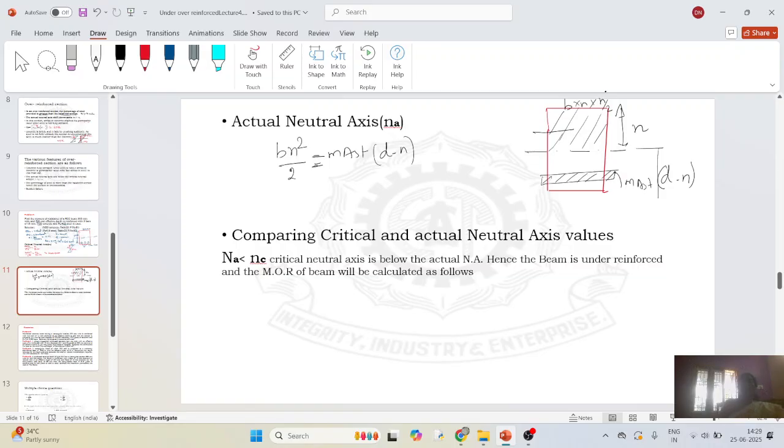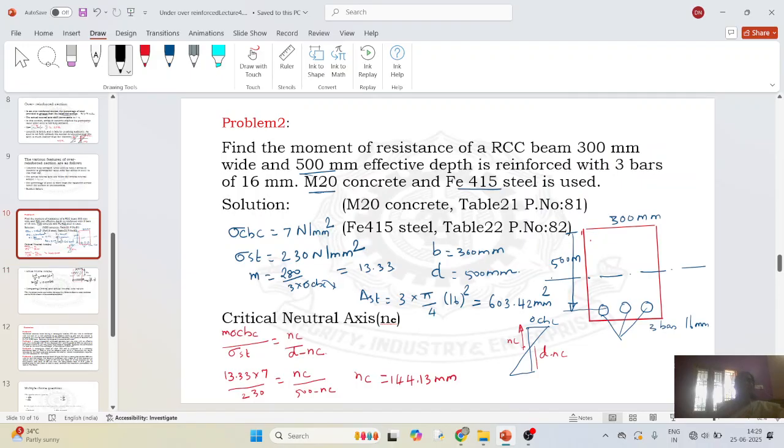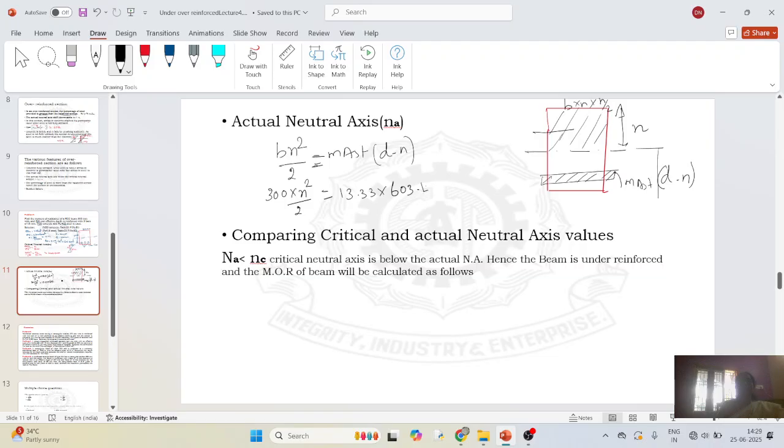Then substituting the breadth of the section equal to 300, multiplied by N squared, where N is the actual neutral axis, divided by 2 equal to M, 13.33, multiplied by the area of the reinforcement 603.42, and the effective depth 500 minus N. Solving this quadratic equation, we get two values. Based on that, N equal to 139.13. So the actual neutral axis is 139 and the critical neutral axis is 144.